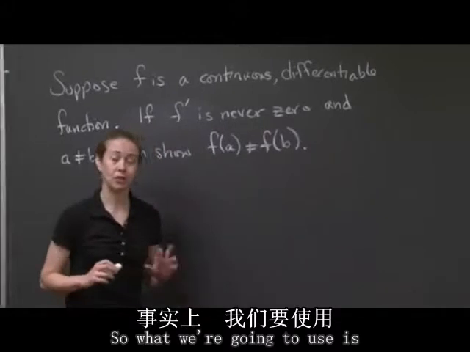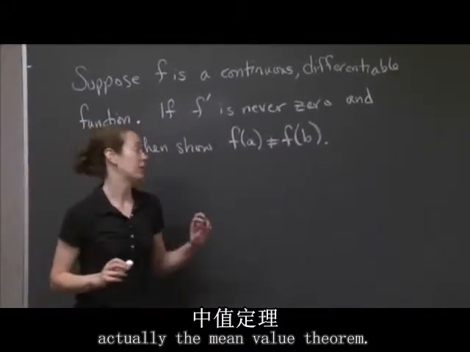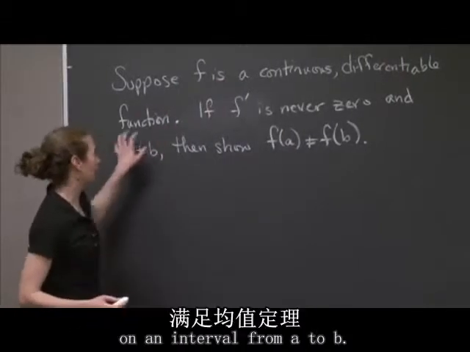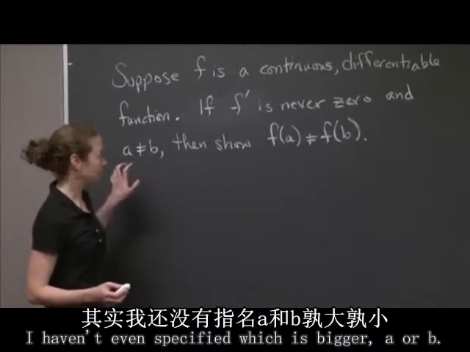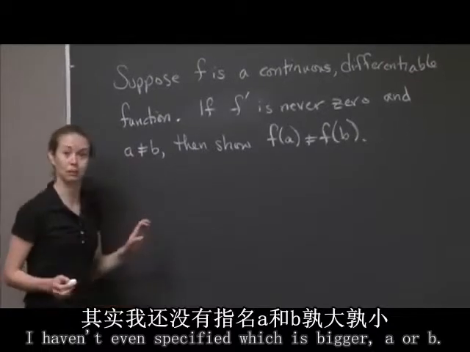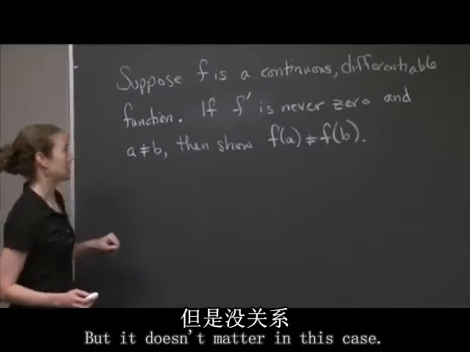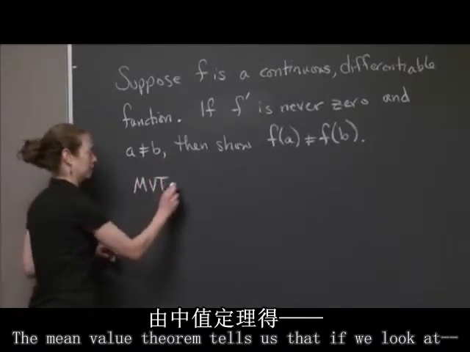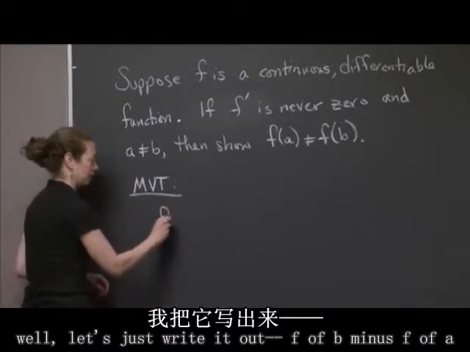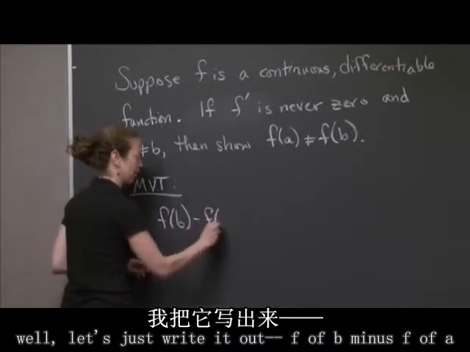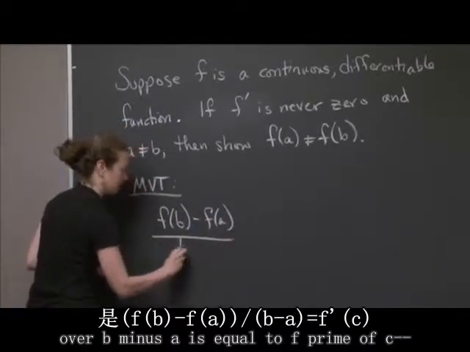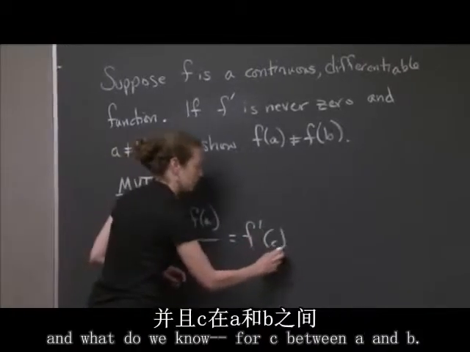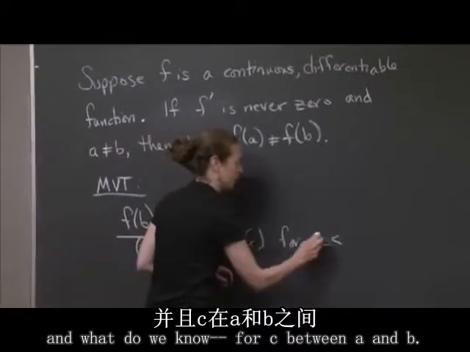So what we're going to use is actually the mean value theorem. If you'll notice, f does satisfy the mean value theorem on an interval from a to b. I haven't even specified which is bigger, a or b, but it doesn't matter in this case. So what do we know? The mean value theorem tells us that, well, let's just write it out, f of b minus f of a over b minus a is equal to f prime of c, for some c between a and b.